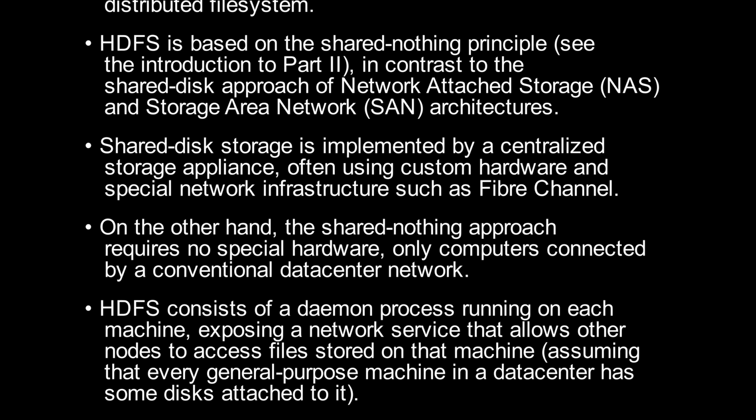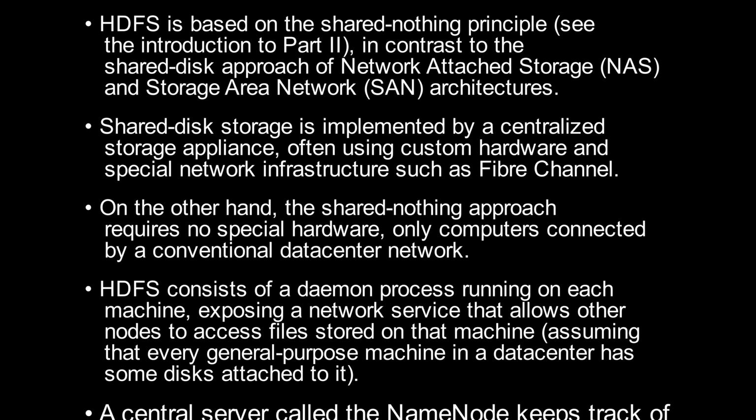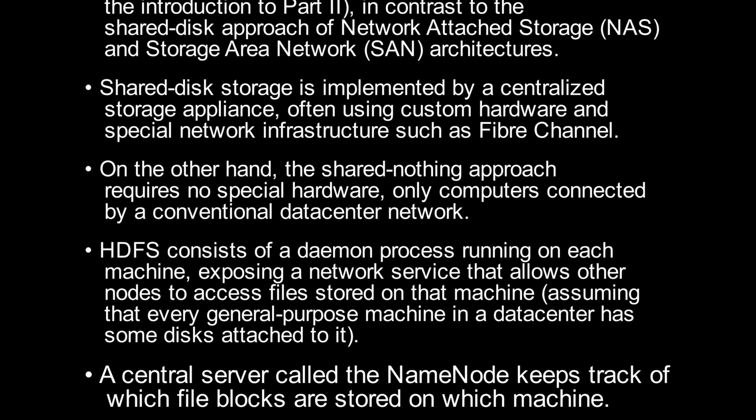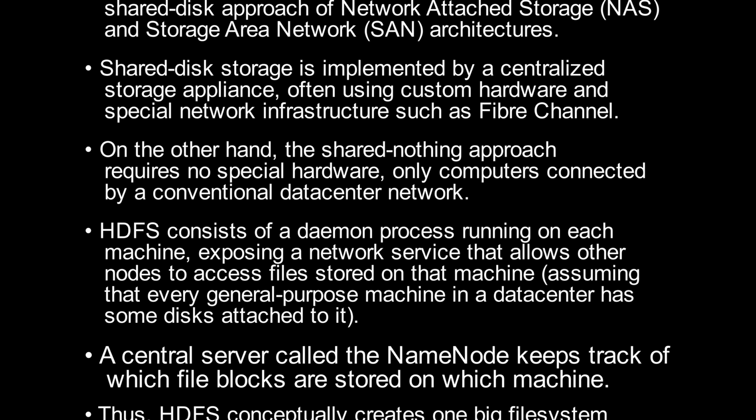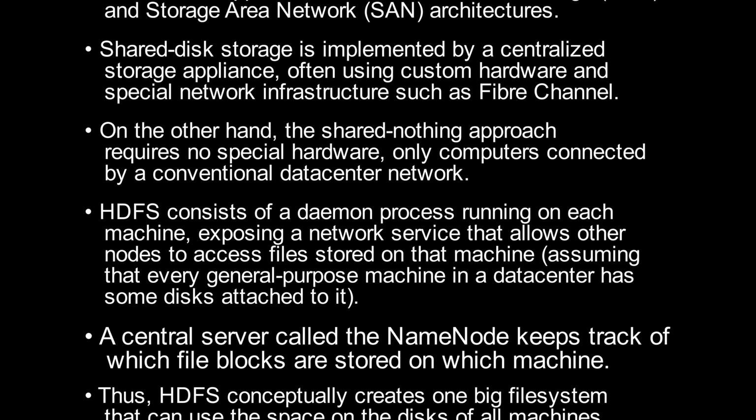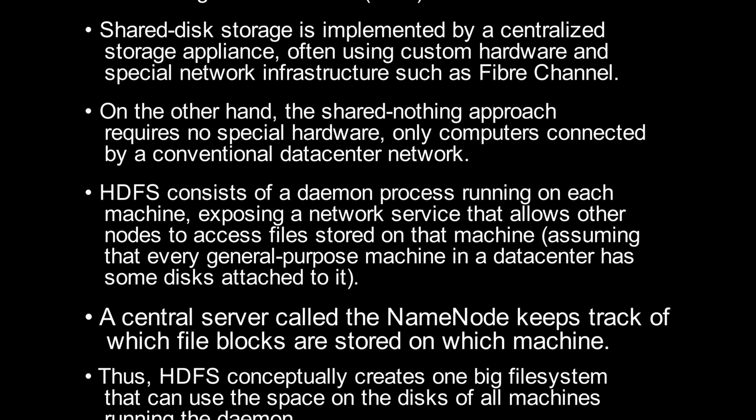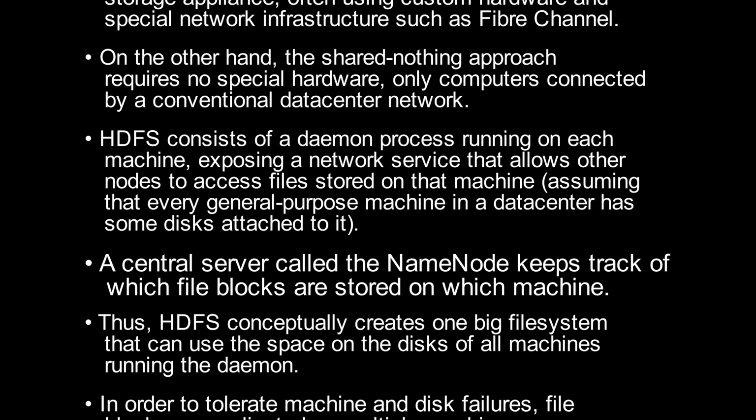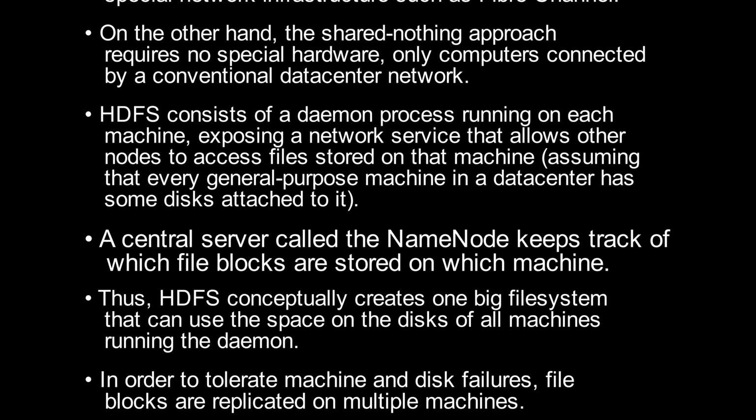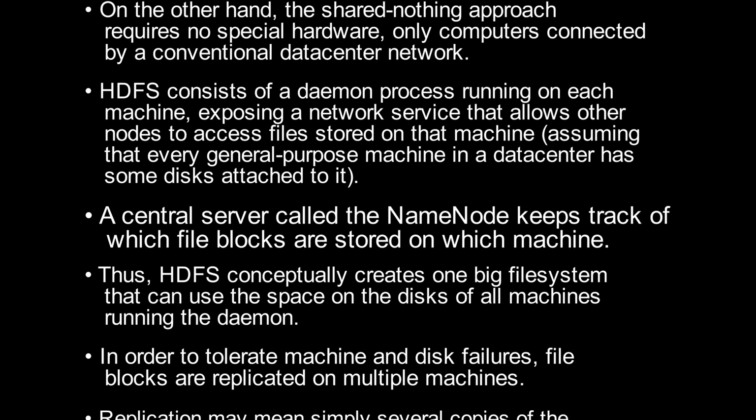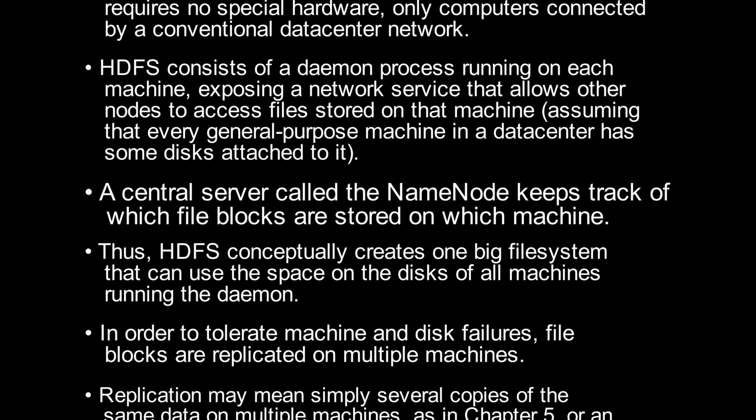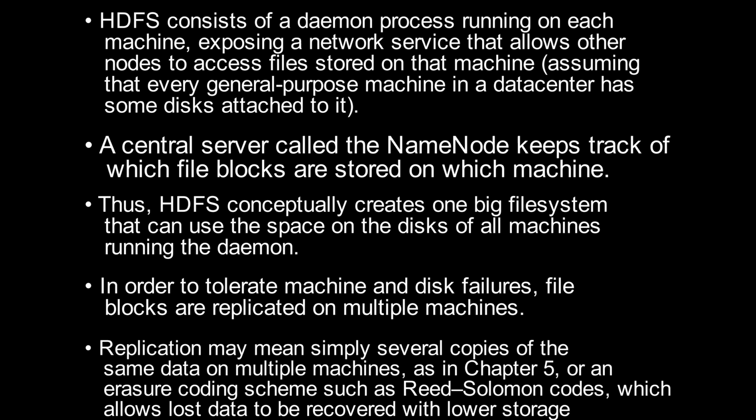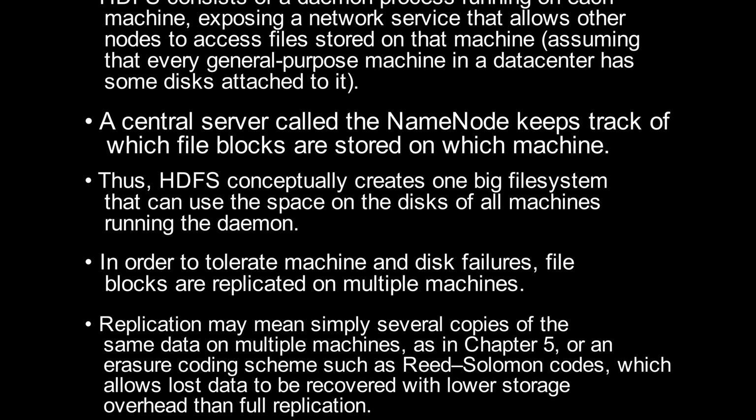HDFS consists of a daemon process running on each machine, exposing a network service that allows other nodes to access files stored on that machine, assuming that every general-purpose machine in a data center has some disks attached to it. A central server called the name node keeps track of which file blocks are stored on which machine. Thus, HDFS conceptually creates one big file system that can use the space on the disks of all machines running the daemon. In order to tolerate machine and disk failures, file blocks are replicated on multiple machines.